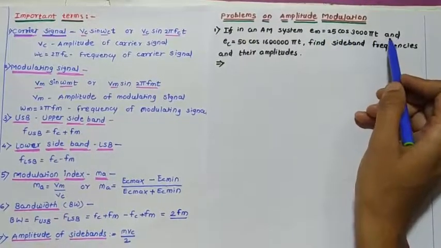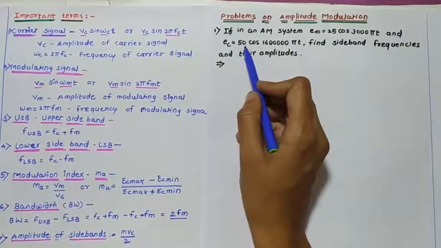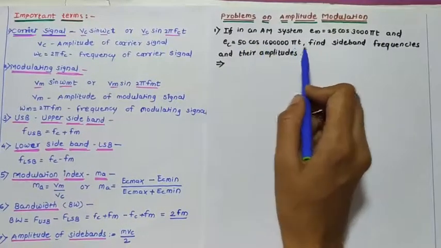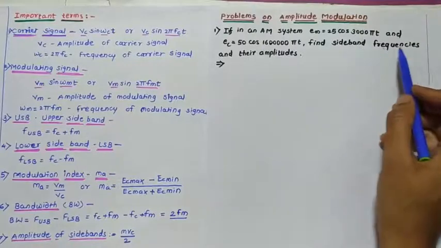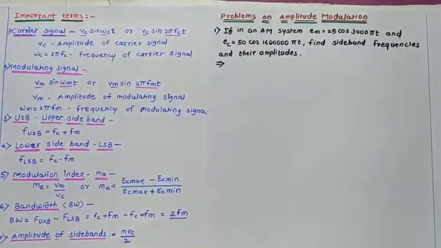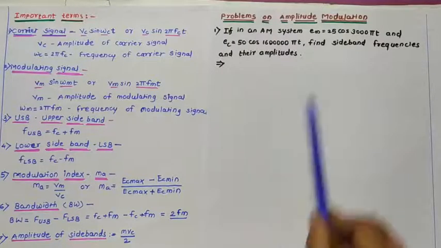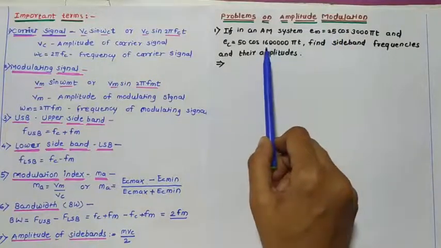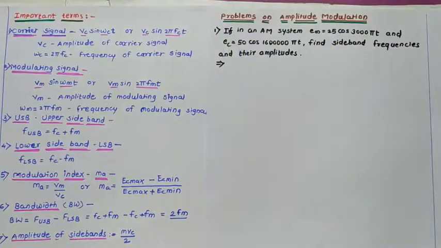Now first problem: if in an AM system Em is equal to 25 cos 3000 pi t and Ec is equal to 50 cos 16 lakh pi t, find sideband frequencies and their amplitudes. Now, students, all of you know that the amplitude of the carrier signal is always greater than that of the modulating signal, and the frequency is also maximum.